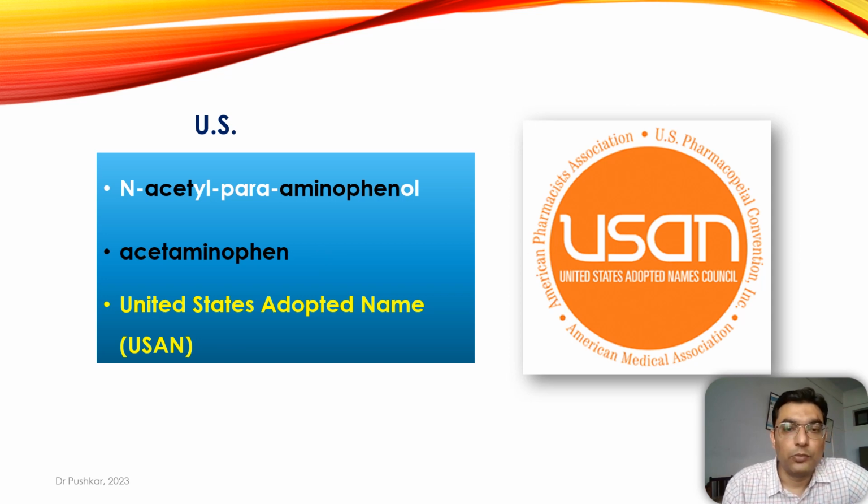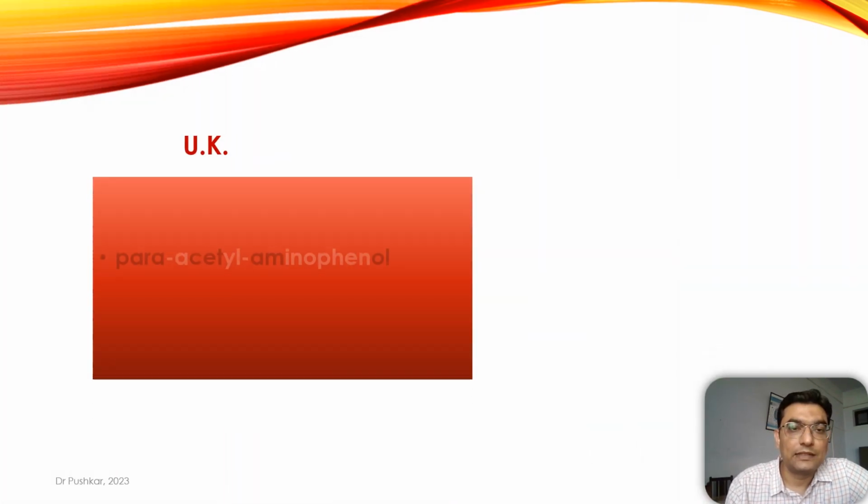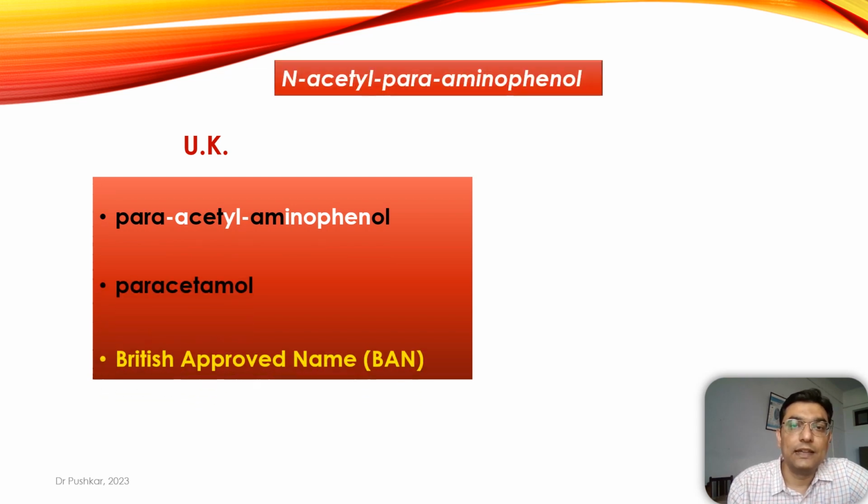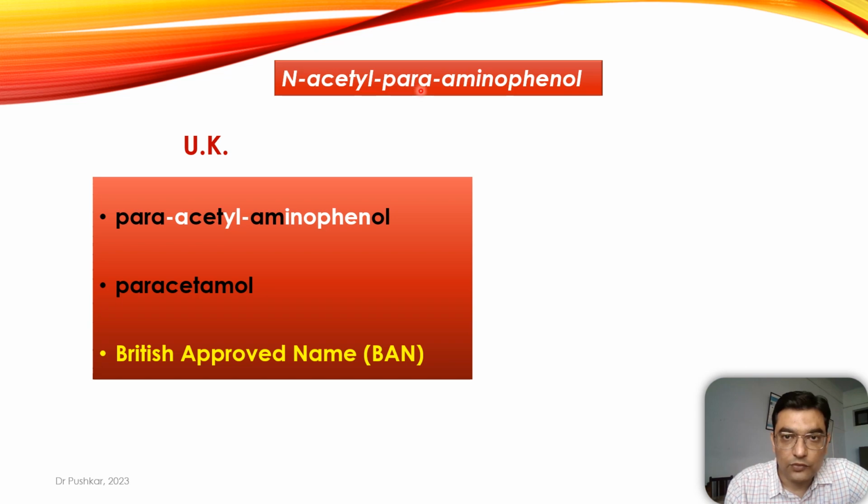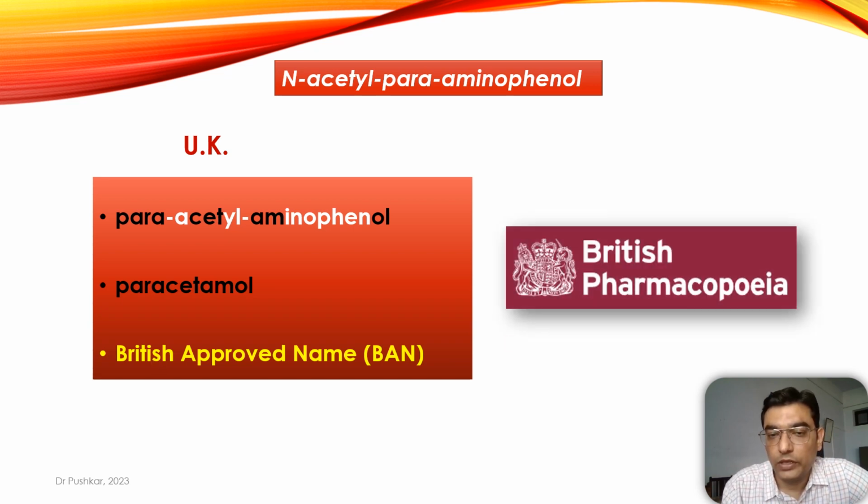A national nomenclature committee. So it is a US adopted name. But in the UK it was named paracetamol. They took N-acetyl para-aminophenol and put para at the start, para-acetyl-aminophenol, so paracetamol. That's how they made this British approved name, given by the British Pharmacopoeia. So that's how we give these simpler and easier names to chemical compounds.